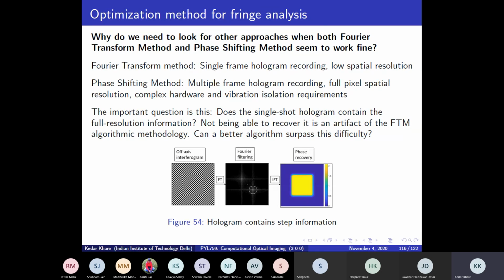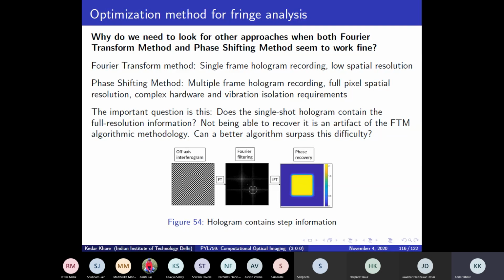Now the fundamental question is, does the single shot hologram actually contain that full resolution information? See, if the single shot hologram for some reason did not contain that information, then there is no hope of recovering it. But when you look at the fringes here, it does contain the full resolution information because the fringes are discontinuous where there is a step. And so it means that the loss of resolution is not fundamental from the data perspective.